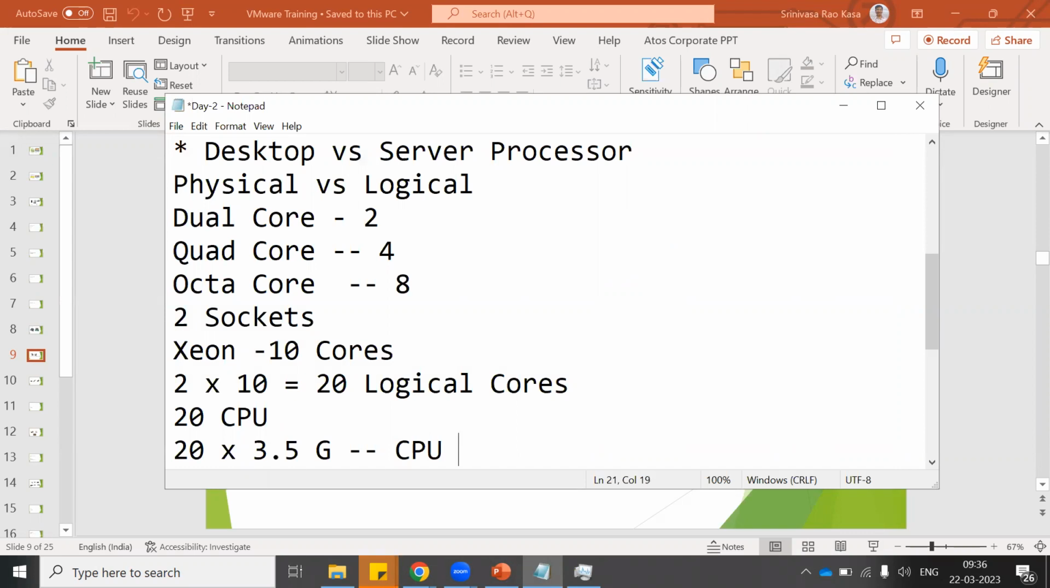If you mention the capacity as CPU, I'm going to say 20 CPU. If I mention the speed of the total CPU capacity, I'm going to multiply 20 into each processor's capacity, that is 3.5 gigahertz, those cycles. Generally, while talking about the virtualization layer, we mention how many CPUs it is going to support, how many cores are available on the motherboard. Okay, clear?